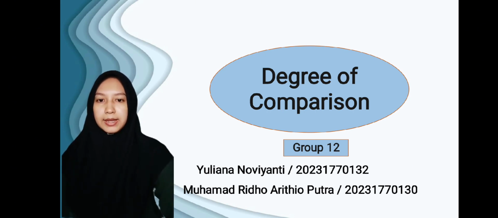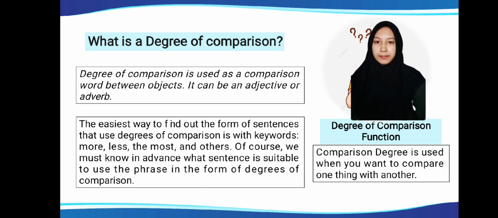Degree of comparison. What is degree of comparison? Degree of comparison is used as a comparison word between objects. It can be an adjective or adverb.